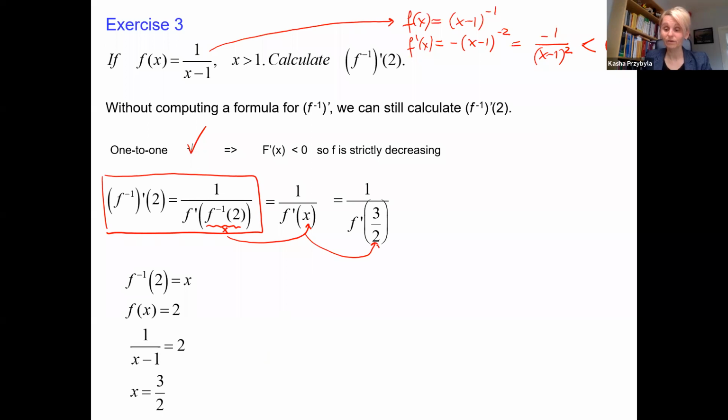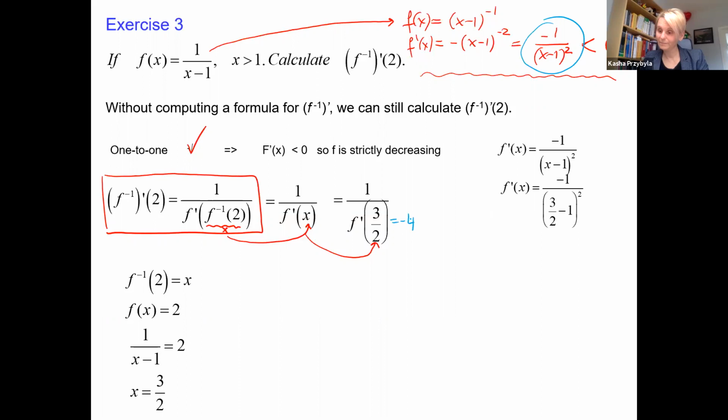Now we can see what is important. We still have to have the derivative of this function, because the final answer will be 1 over the derivative at that value, 3 halves. Since we did compute the derivative when proving that the function is 1-to-1, I can use that formula and substitute 3 halves. 3 halves minus 1 is a half. Half squared is 1/4. Then I flip this, and it will be -4.